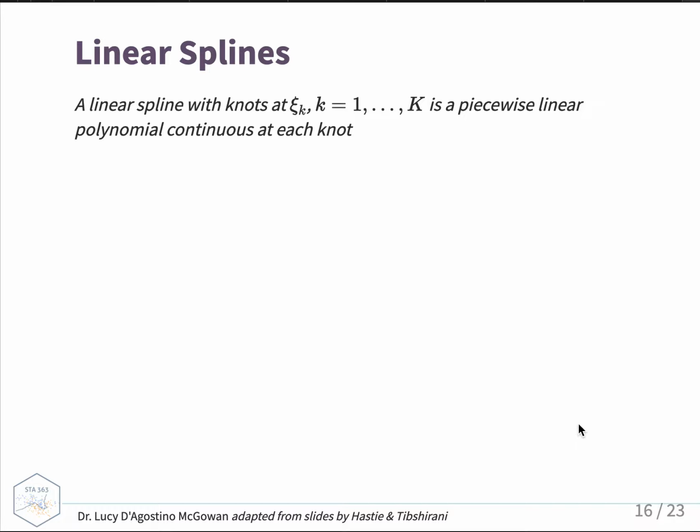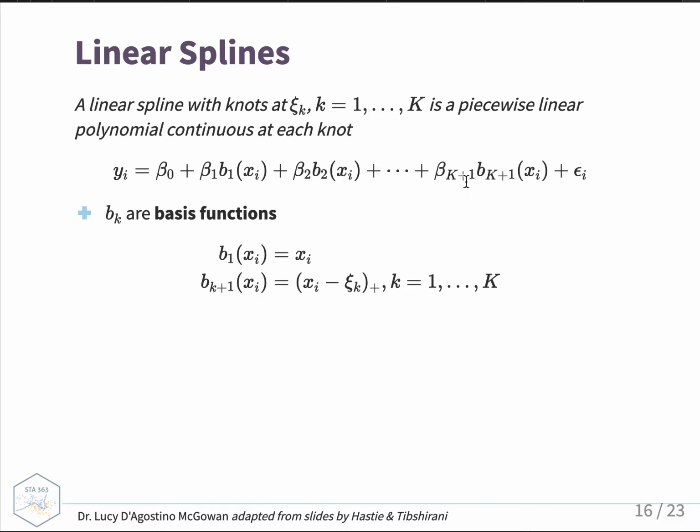So a linear spline with knots at k equals 1 to K is a piecewise linear polynomial continuous at each knot. And so here's an example of what that looks like. Here our b_k are basis functions. So this is going to be beta 1 times some function of x plus beta 2 times some function of x, etc. So b_1 is just going to be x, and b_(k+1) is going to be x minus the knot, for k equals 1 all the way up to K, the number of knots that we have.